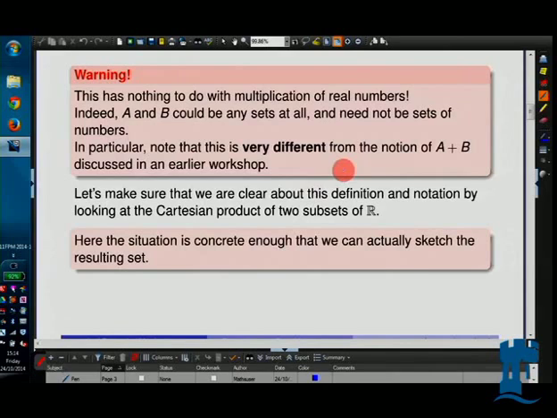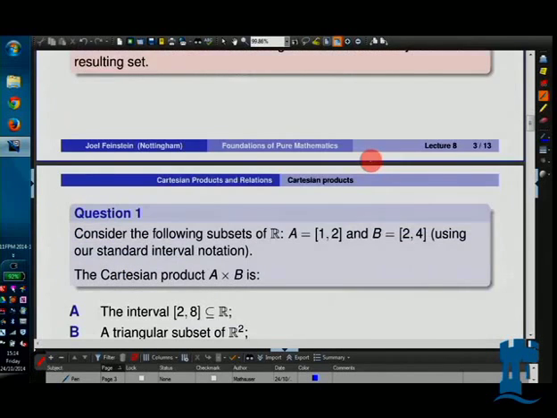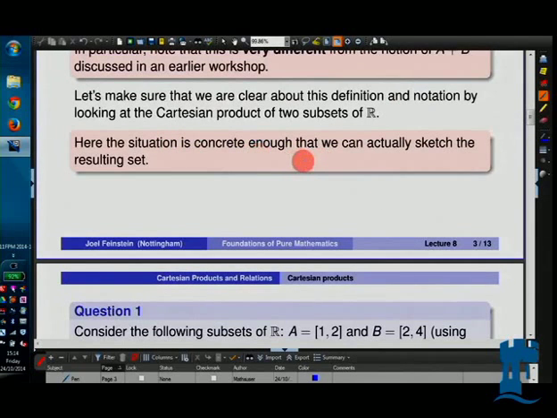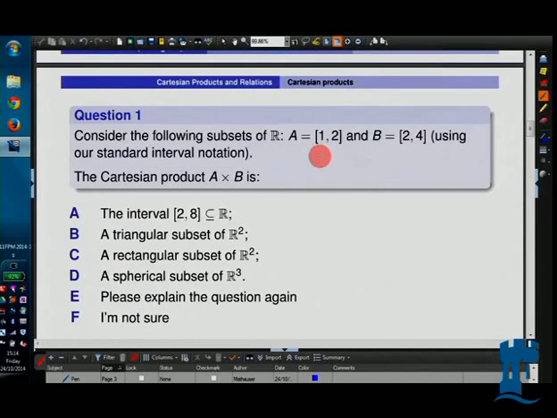So let's have a look at a Cartesian product of 2 subsets of the real line and see whether you've got the idea. Okay? So what I suggest you do is you try and think about what this might be, and if possible, sketch it. Because this is such a concrete setting, you can actually sketch the set you get. So my first set, A, is the closed interval [1, 2]. That's the real numbers between 1 and 2 inclusive. And my second set, B, is the real numbers between 2 and 4 inclusive. That's our standard interval notation.